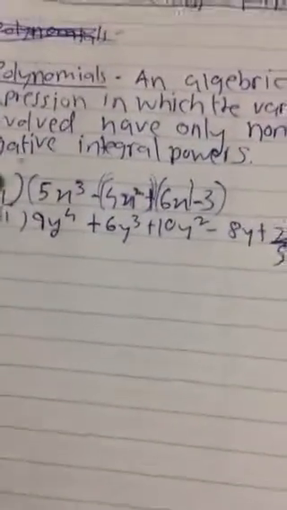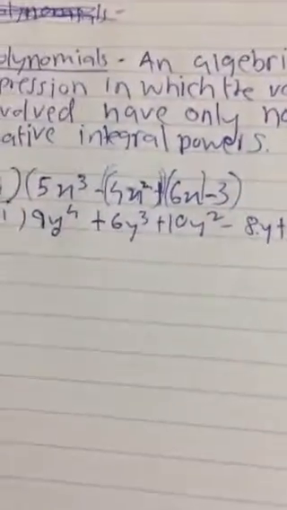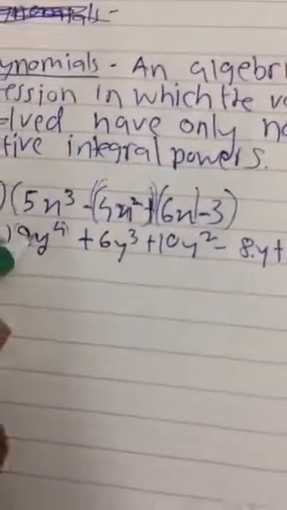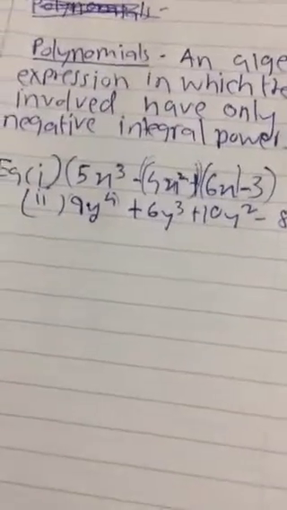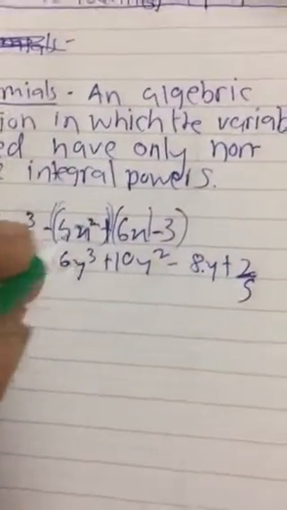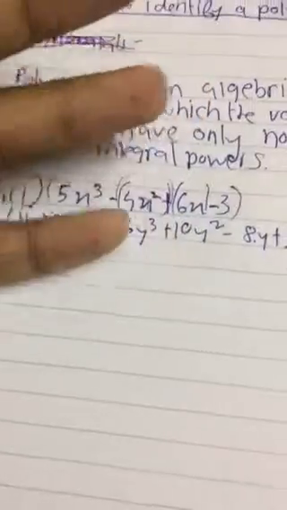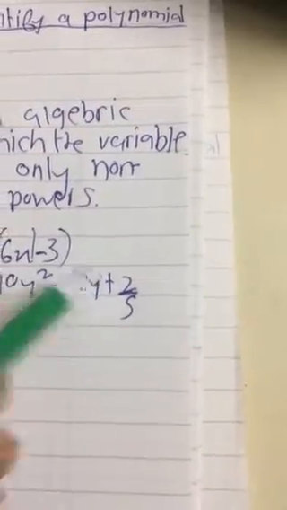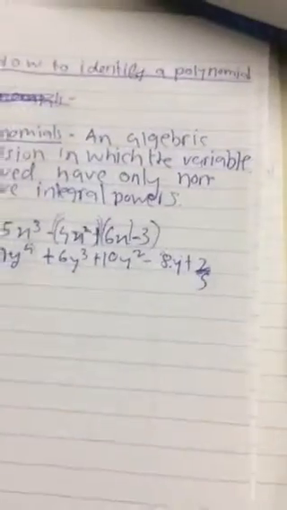Now let us consider the second example, 9y to the power 4 plus 6y cubed plus 10y squared minus 8y plus 2 by 5. Here let us consider first 9y to the power 4. y has the integral power 4, which is non-negative, so nothing is wrong with that. Then is 6y cubed. y's integral power is 3, a non-negative integral power, so no problem with that. Then is 10y squared, again the same thing. And then is 8y, also a non-negative integral power. So we can say that 9y to the power 4 plus 6y cubed plus 10y squared minus 8y plus 2 by 5 is a polynomial.